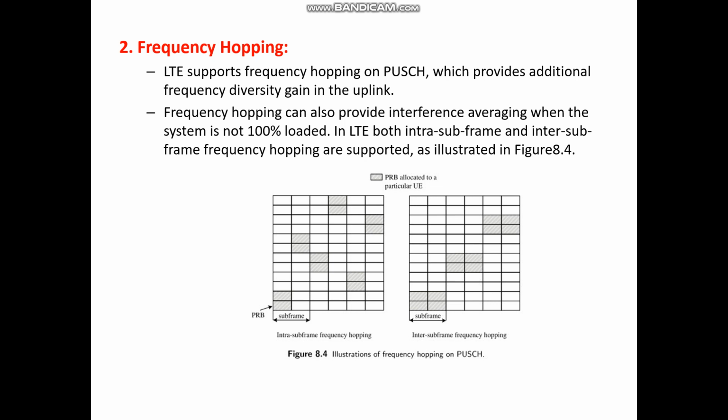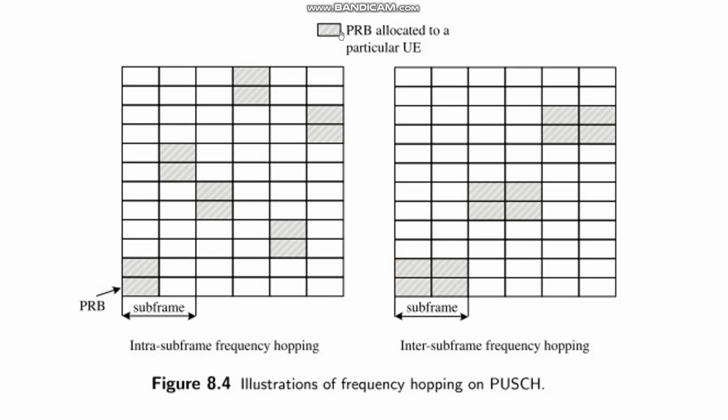In LTE, both intra-subframe and inter-subframe frequency hopping are supported, as illustrated in figure 8.4. Here you can see the marked boxes are physical resource blocks allocated to a particular user equipment. Here in intra subframe frequency hopping, you can see subframe length is this much. In this, there are multiple frequency hops. This is one frequency hop. This is another. So there are two frequency changes in a single subframe. That's why it is called intra subframe frequency hopping.